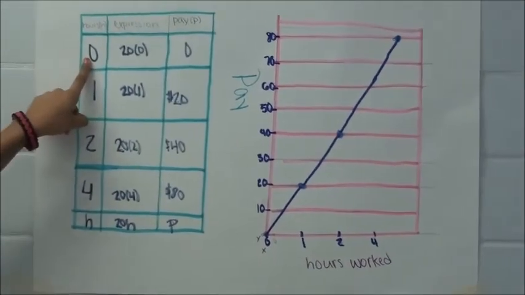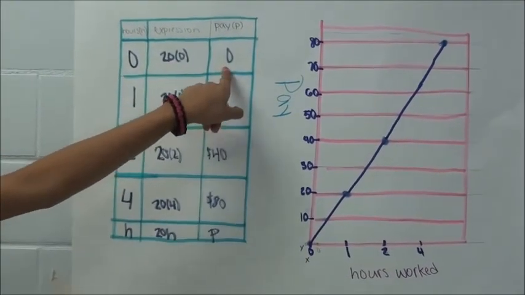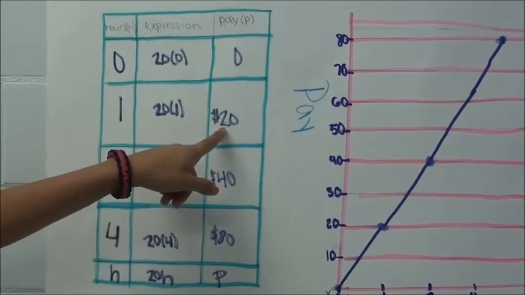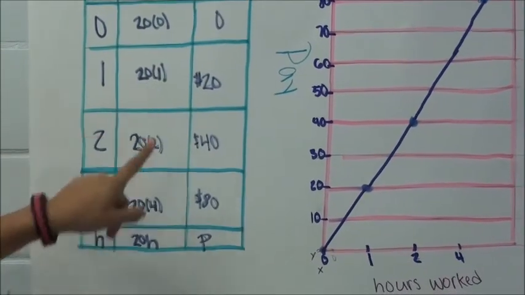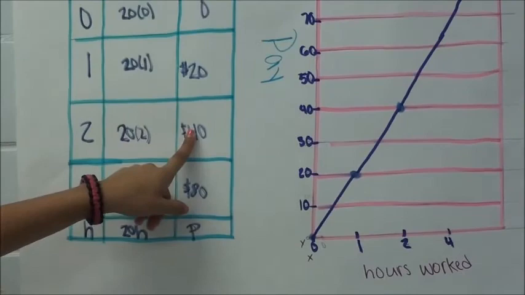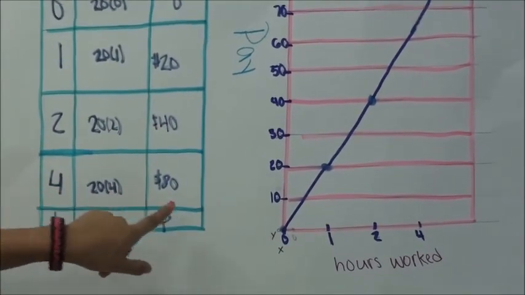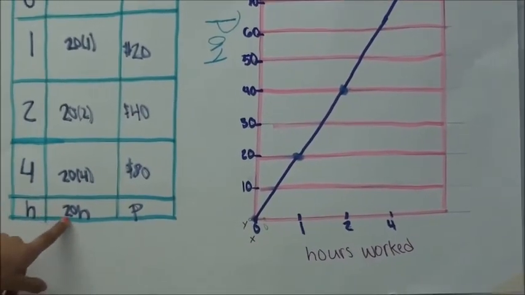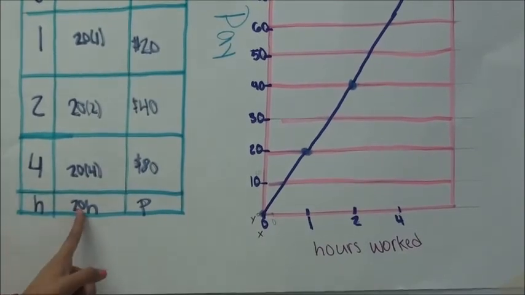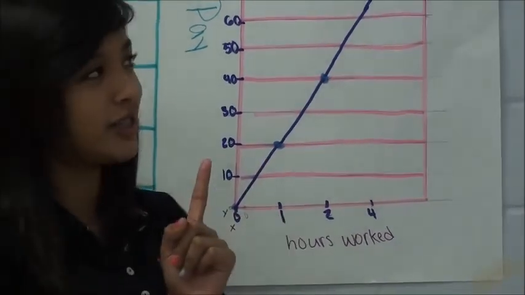So if she works for 0 hours, she's obviously going to get 0. If she works for 1 hour, she's going to get 20. You times it. If she works for 2 hours, you're going to get 40. And if she works for 4 hours, you're going to get 80. The expression is 20 times h, which is hours.